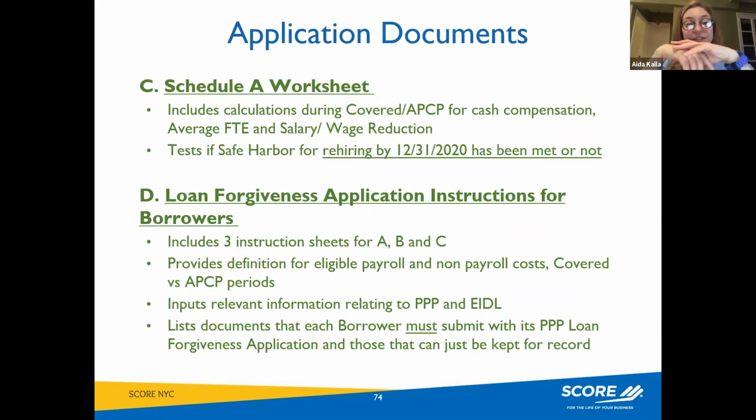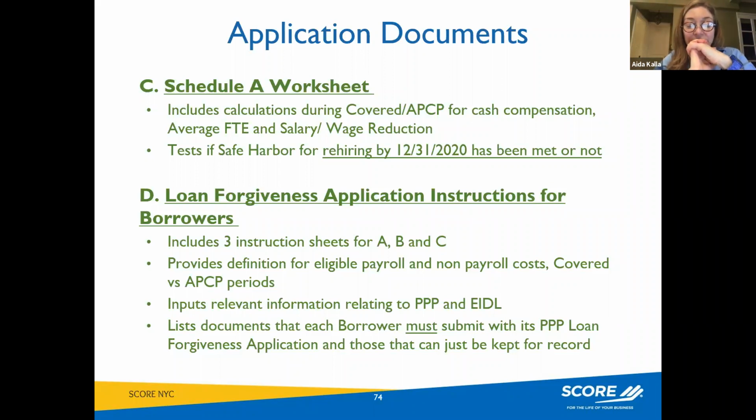I mentioned the Schedule A worksheet, which is really part of A, but I wanted to talk about it again. What is it? It includes calculations for FTE and salary. That's where those are from. And it also tests if you meet the safe harbor rules or not.